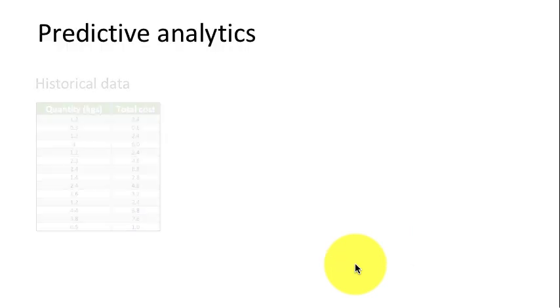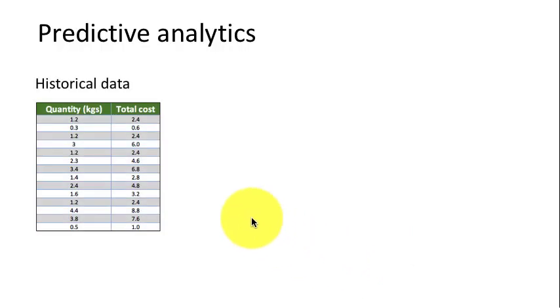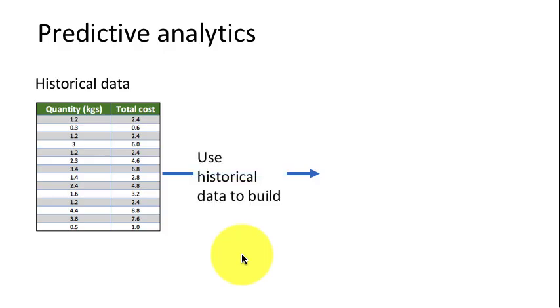Okay, so in predictive analytics, you have historical data, right? So you use the historical data to build a model. In this case, your process of building the model was simply you looking at the data and understanding a pattern. That's all it was. So in our example, what is the model? The model is that the cost is 2 times the quantity. That's your model. That's it.